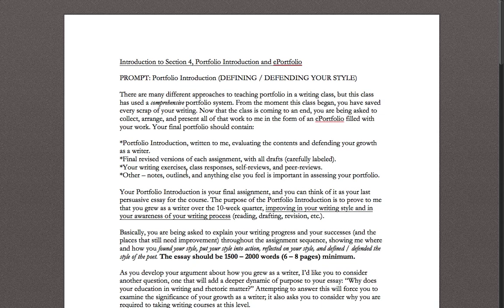The writing portfolio will also include your writing exercises, class responses or discussion responses, any self-reviews you did, any questions you wrote down before conferences. And it says peer reviews, but we didn't do peer reviews over summer session. Other notes, outlines, and anything else you feel is important in assessing your portfolio. So basically, anything that gives some sort of evidence to your work in the course and your growth as a writer. So that's the total ePortfolio.